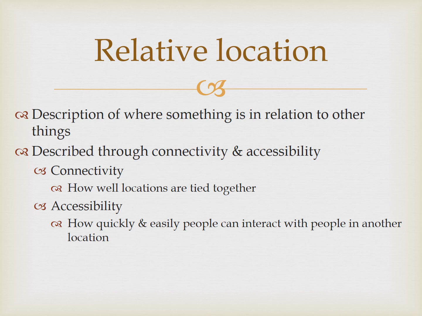But let's go back to that location, location, location example. Realtors will often say this because it's all about where a house or business is in relation to the things around it. The things around it affect property values far more than latitude and longitude do. So connectivity and accessibility are often included in discussions of relative location because they affect how important or desirable a particular location will be. Connectivity deals with how well locations are tied together.